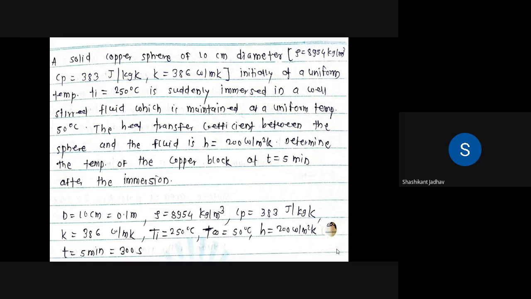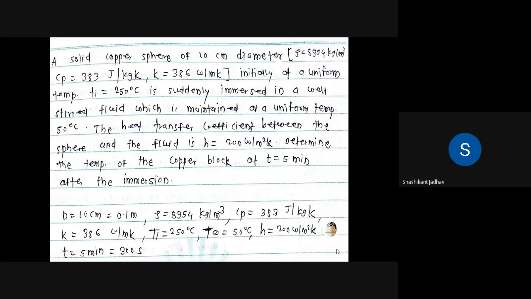The sphere is suddenly immersed in a well stirred fluid which is maintained at a uniform temperature of 50 degrees Celsius. Means T infinity is given. T infinity is nothing but the surrounding temperature, and that temperature is given, 50 degrees Celsius. The heat transfer coefficient between the sphere and the fluid, so h, is given. h is equal to 200 watt per meter square Kelvin.